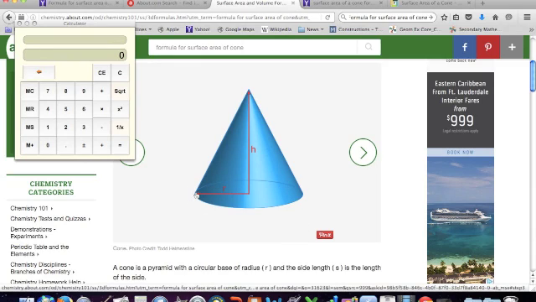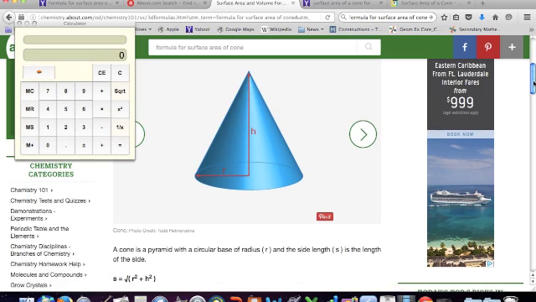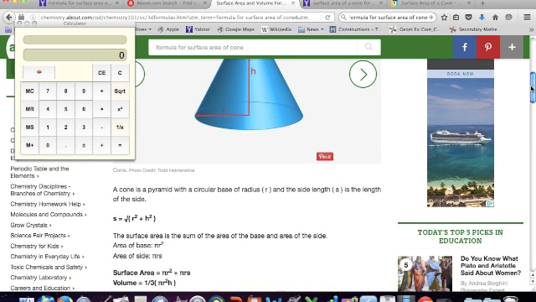So a cone, as we know, is a pyramid with a circular base and a side length. In this example, from a chemistry website, they're going to call this side length S. You will also see it called the lateral side length sometimes, and it'll be a cursive L. So if you see that, that's what it is. This side length is going to be equal to the square root of the radius squared plus the height squared. So obviously you have a right triangle going on here.